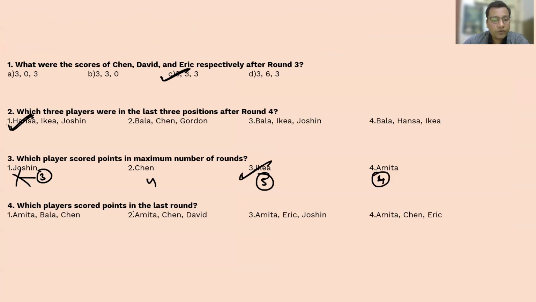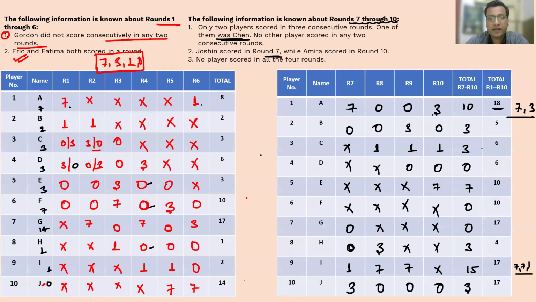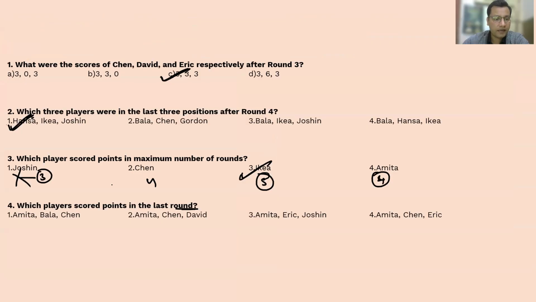Now, which player scored points in the last round? Last round we have round 10. So A, C, and E. Amita, Chen, and Eric. D is the correct answer. The 4th option is the correct answer.